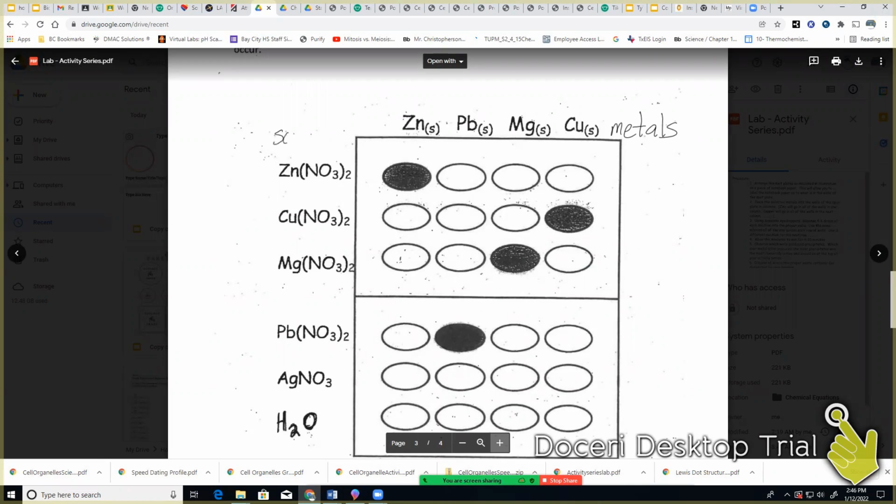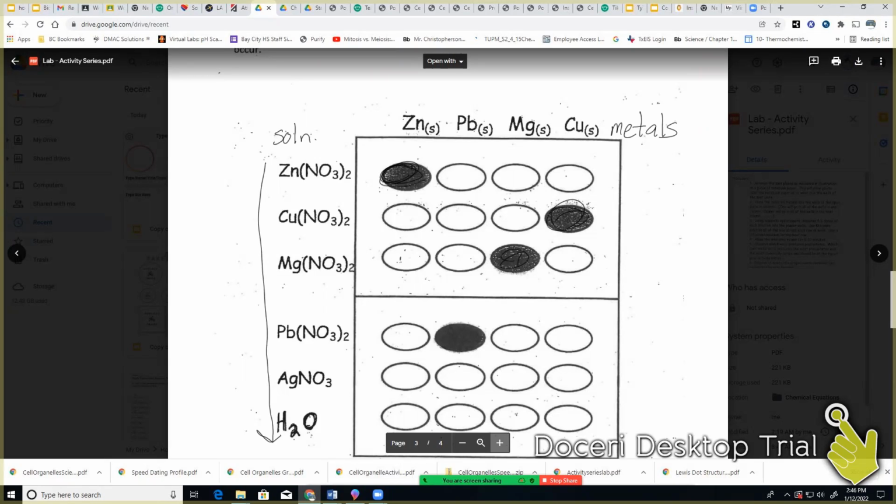And down here, these are all my solutions. So I'm going to make an aqueous solution of all of those salts, all of those ionic compounds. The ones that are completely blacked out, those are where nothing will be. Those will be blank when you do it tomorrow.